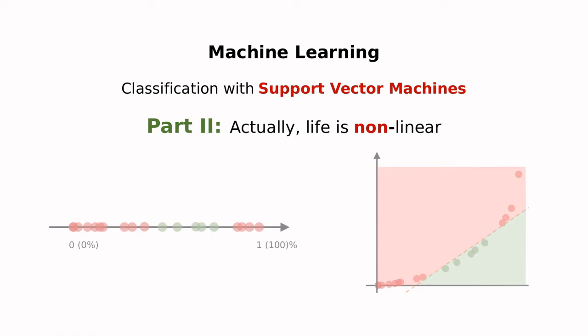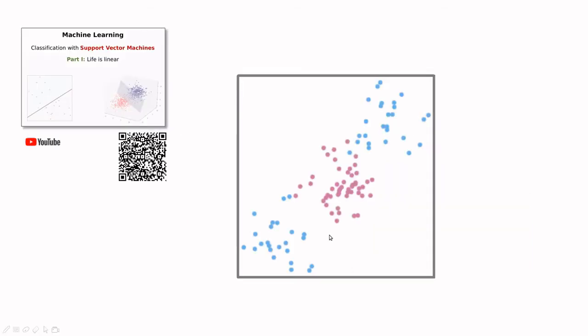As you probably know, life is not linear, so welcome to part 2 in SVM, and today we're going to talk about situations in which life is not that simple that we can draw a single line and separate the world in above and below. So if you haven't seen part 1, stop the video and go there.